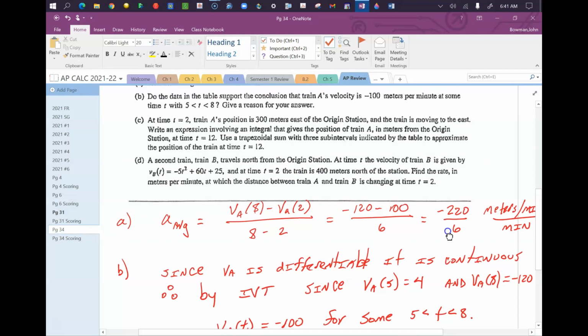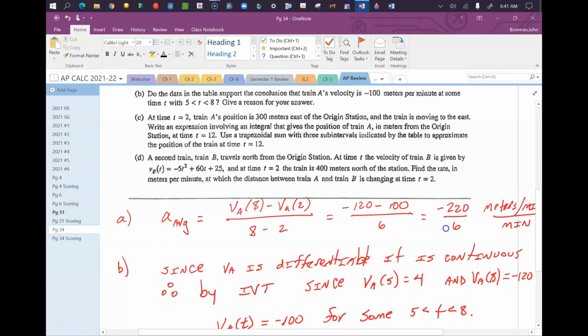Alright, let's take a look at part C. At time t equal 2, train A's position is 300 meters east of the origin station. 300 meters east. So that would be in a positive direction. Because remember, right is positive, left is negative, up is positive, down is negative. So east is to the right. And the train is moving to the east.